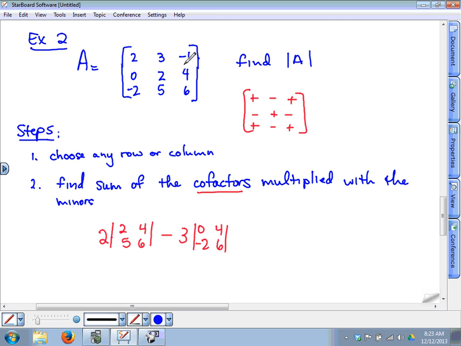Okay. Now we move on, and we have to choose this number. But if that's the entry, what do I multiply that with to find the cofactor? Well, I multiply with this positive 1, so it still stays negative 1. But if you cross out the row and the column containing that cofactor, then the minor is 0, 2, negative 2, 5.